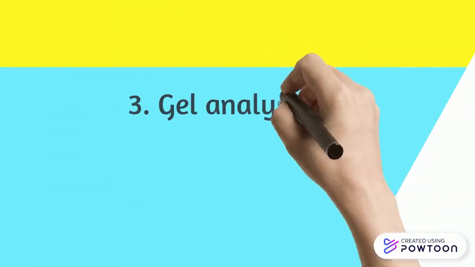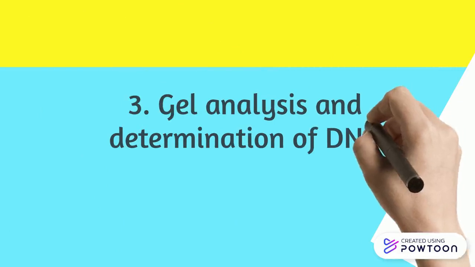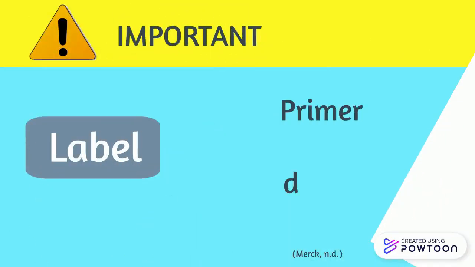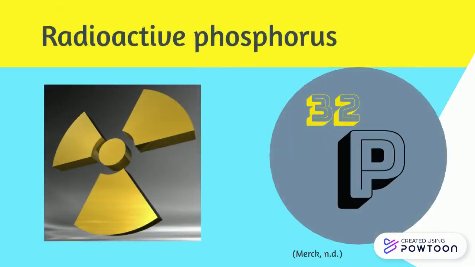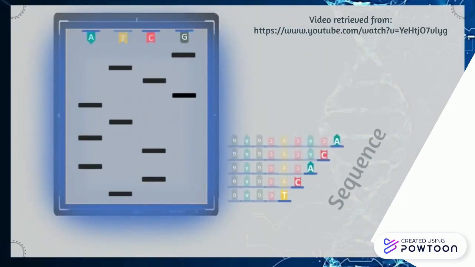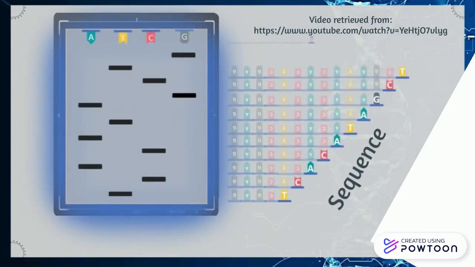Third step, gel analysis and determination of the DNA sequence. It is important to label either a primer or a dNTP with radioactive phosphorus, 32P, in order to be able to see the DNA bands in the X-ray film. Overnight, the DNA fragments will stick to the X-ray film, and the fragments will be visible in the sequence, ready to read.